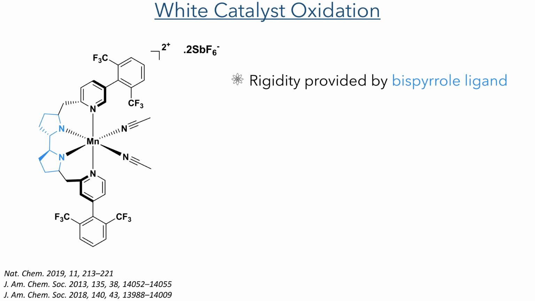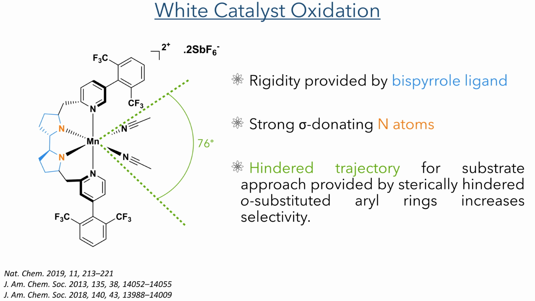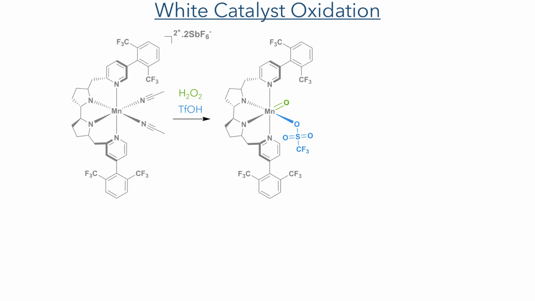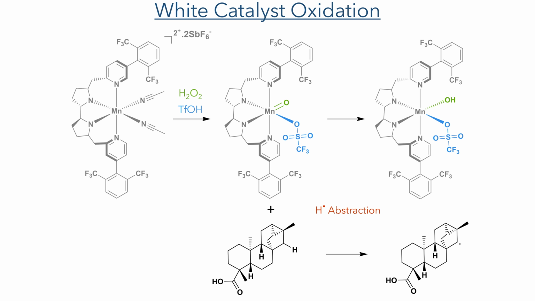a previous video. It incorporates a bis-pyrrole ligand, which is rigid and helps stabilize the complex. The steric hindrance of the ligand blocks the trajectory that the substrate can approach from, and this improves the stereoselectivity of the reaction. This catalyst first reacts with hydrogen peroxide and triflic acid, which displaces the acetonitrile ligands, forming a manganese oxide, together with the triflate ligand. This reacts with the substrate to abstract a hydrogen radical, reducing the oxide to a hydroxide group and leaving the radical on the C15 position of the substrate.